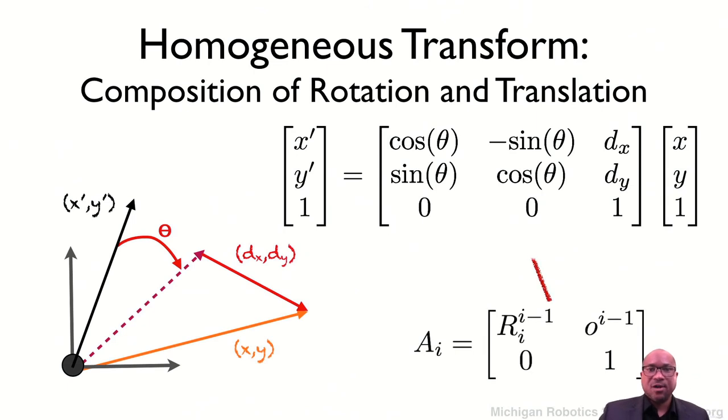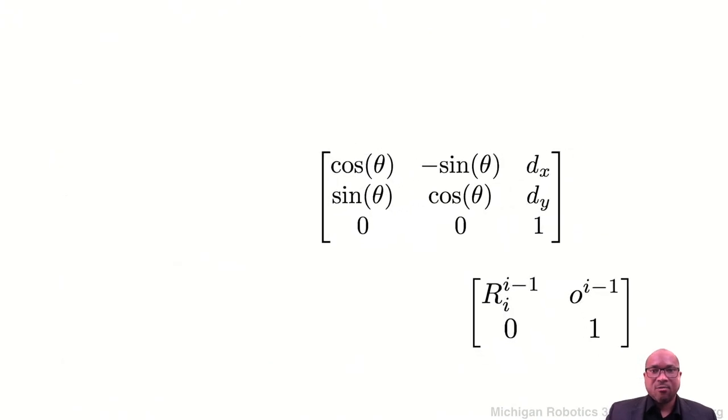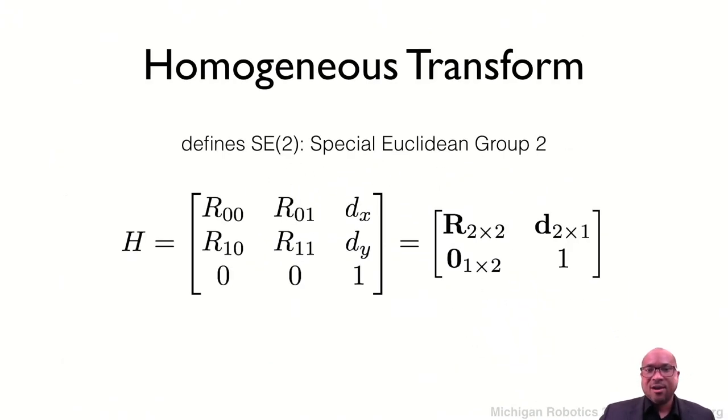And so this starts to get us to a more general notion of what a Homogeneous Transform could look like, where we have a composition of rotation and translation. So if we go back and think about what we need for forward kinematics to represent these local transforms, what we'll see is that we have a rotation block in the upper left-hand corner and a translation vector along the right side of this Homogeneous Transform. We can specify that more generally by saying these homogeneous transforms are members of a group we call SE2, which is the special Euclidean group 2. And so any matrix of this form would be considered a member of this group.